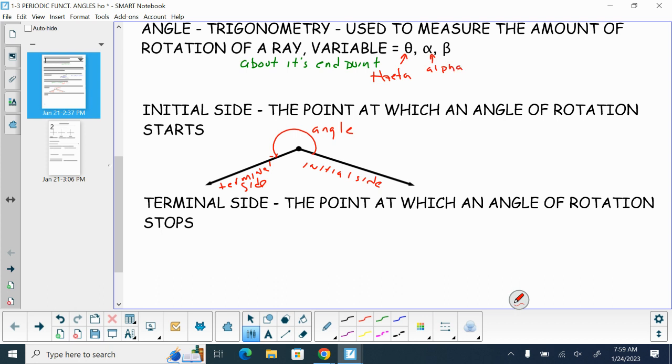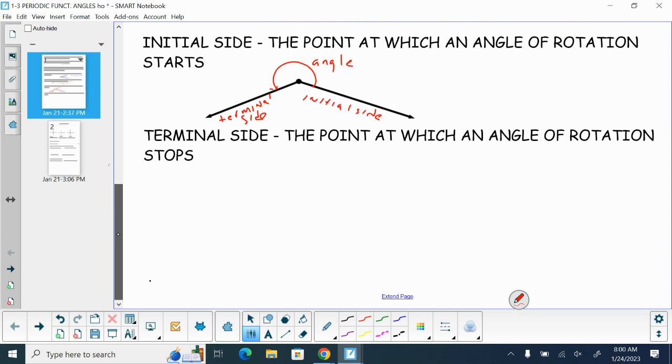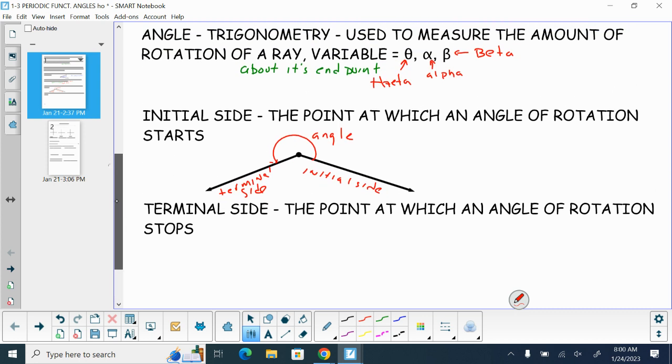This is alpha, looks like an A. And this last one here is beta. These are the most commonly used ones. I use theta quite a bit. But when I need the extra ones, I'll throw alpha and beta in there. Once again, you need to start learning Greek symbols.